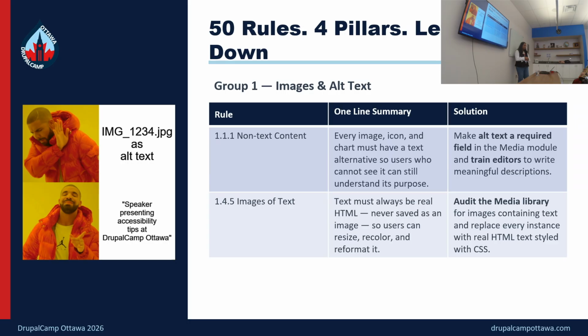And then the next one is 1.4.5, images of text. Text must always be real HTML, never saved as an image, so that end users can resize, recolor, or make changes to it. For example, if you have an image that has text in it, and in future they squeeze or enlarge it, the text doesn't make any sense. So the simple solution is to audit the media library, check all the images that have text in them, replace them, create 2 separate fields for image and text, and assign CSS to that text.